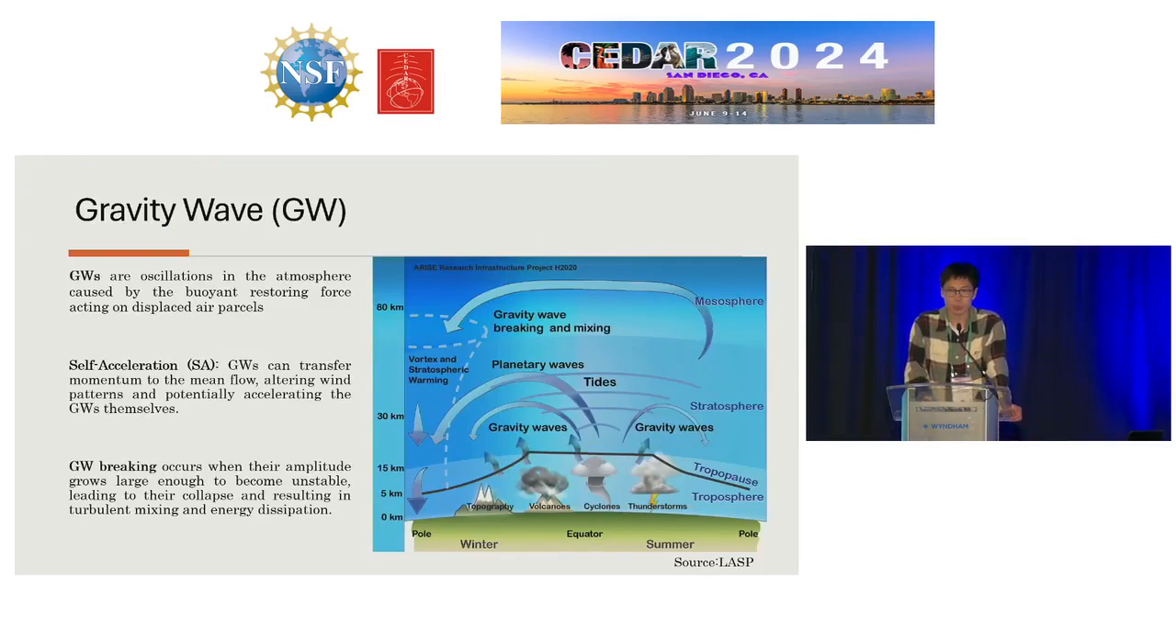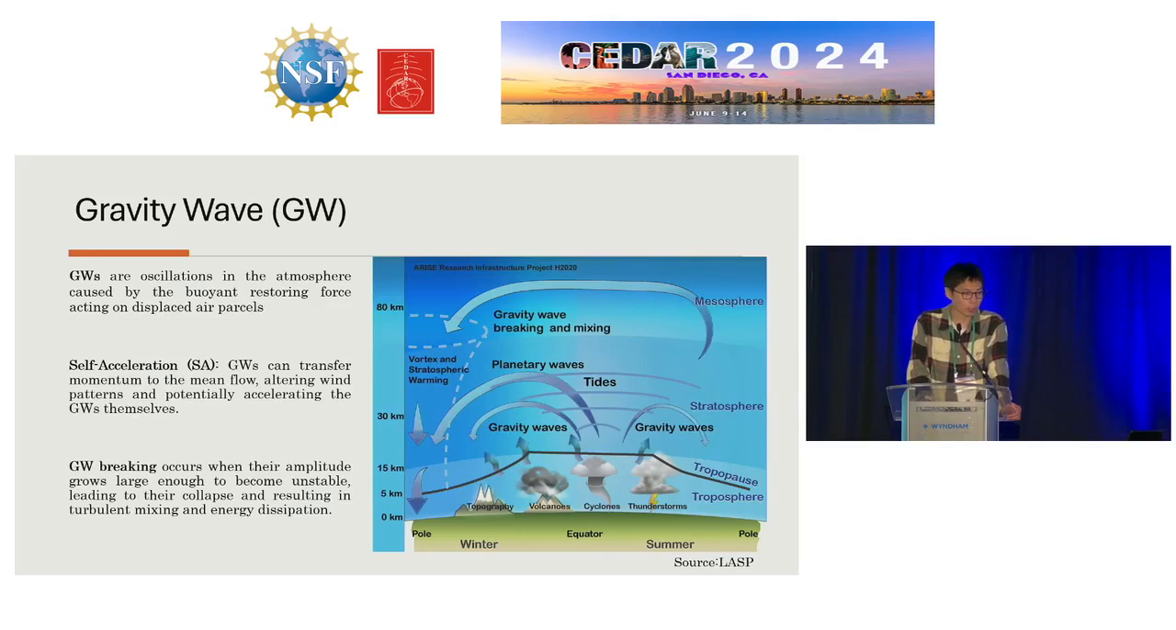Gravity waves can play crucial roles in transferring energy and momentum within the atmosphere. And they are typically generated in the lower atmosphere. Common sources include topographic forcing, convective forcing, and jet systems, and others. Once they're generated, they can propagate upward, deposit momentum in the mean flow and accelerate the mean flow, which in turn accelerates the phase speed of gravity waves. This is called self-acceleration.